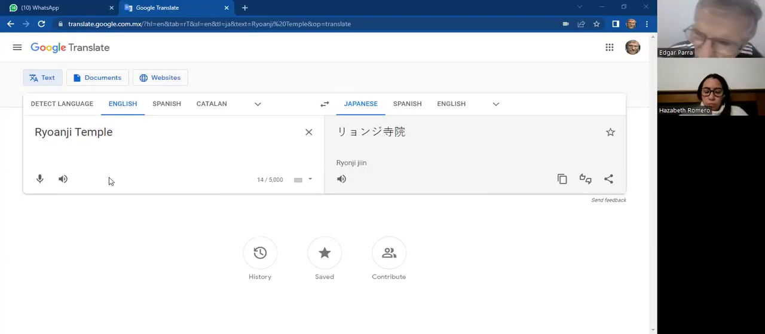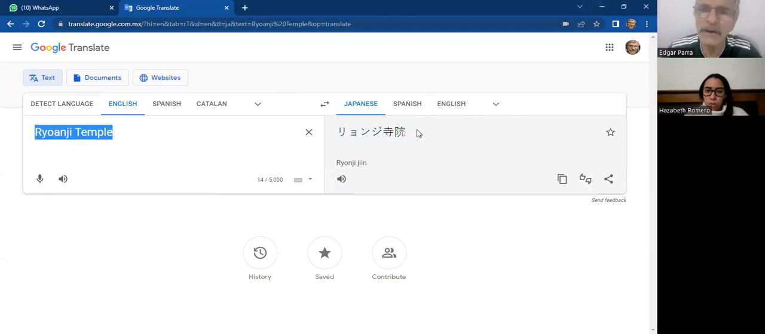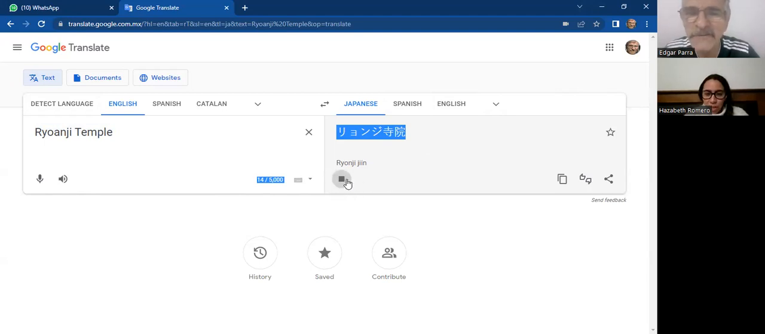Pay attention. I'm going to share the Google Translate screen. What do you see here? Can you read it? Ryoanji Temple. Can you read this one here? That is Japanese. What language is it? Japanese. Ji in Japanese is temple. You see? This Ji in Japanese is temple.